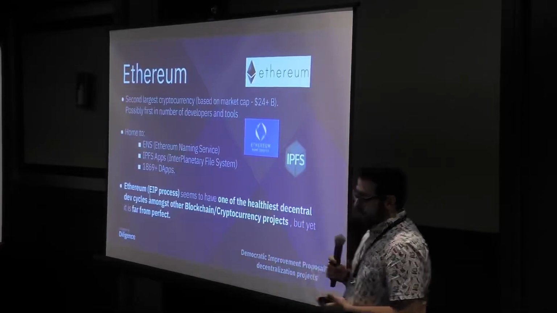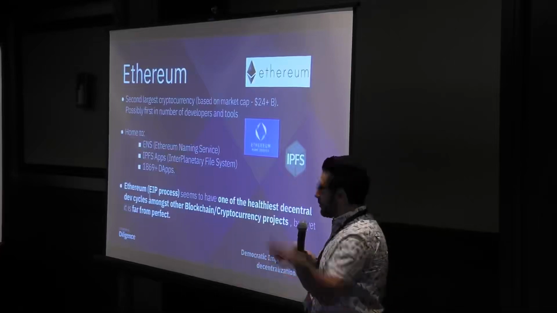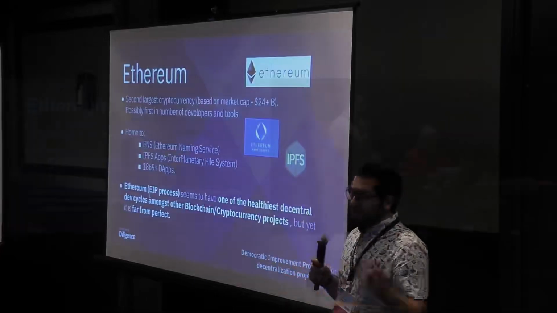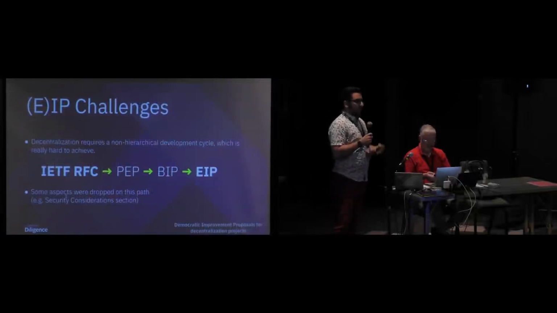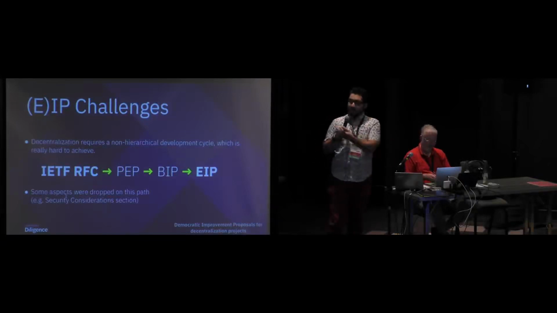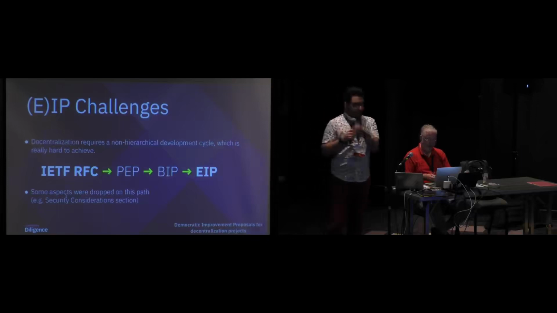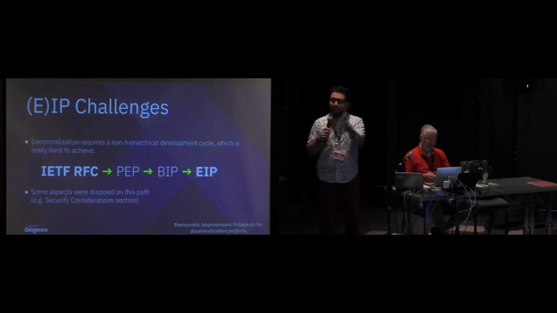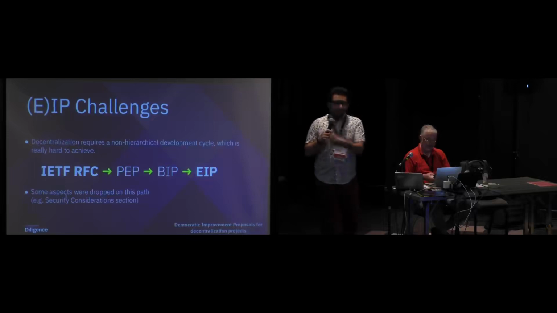So Ethereum is one of the healthiest decentralized dev cycles amongst the blockchain and cryptocurrency projects, but it's yet far from perfect. Some of the historical challenges, like decentralization requires a non-hierarchical development cycle, and it's really hard. So they have this EIP, which is Ethereum Improvement Proposals, which was inspired by Bitcoin Improvement Proposals, and that was inspired by PEP, Python Enhancement Proposals, which also was inspired by IETF, Request for Comment. And there are some aspects that were dropped on this path.